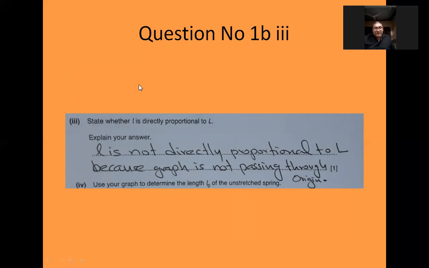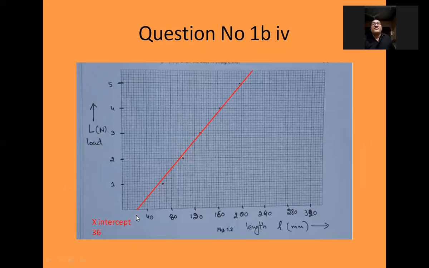And then the next part of the question number 1B is, he says, use your graph to determine the length L naught of the unstretched spring. So when the spring is not stretched, when the load is 0, here on the y-axis you have the load. When the load is 0, what's the length here? That's 36 millimeters. So when there was no load on the spring, its length, that's known as L naught, the unstretched length. When the load is 0, the length is 36 millimeters.